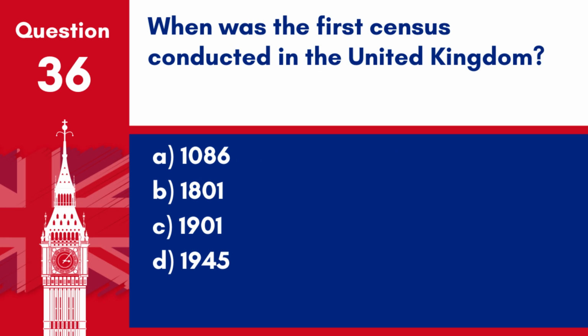Question 36. When was the first census conducted in the United Kingdom? A. 1086. B. 1801. C. 1901. D. 1945. Answer. B. 1801. The first official census in the United Kingdom was conducted in 1801.